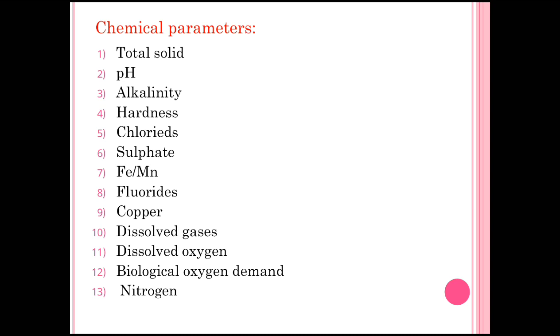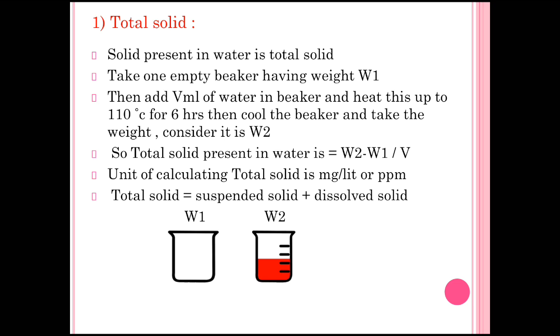Now the chemical parameters: total solid, pH, alkalinity, hardness. Then some chemicals dissolved in water are also responsible, like chloride, sulfate, iron, manganese. Then fluoride, copper, dissolved gases, dissolved oxygen, biological oxygen demand and nitrogen. These are the parameters which we have to calculate. Let us start with the first one, total solid.